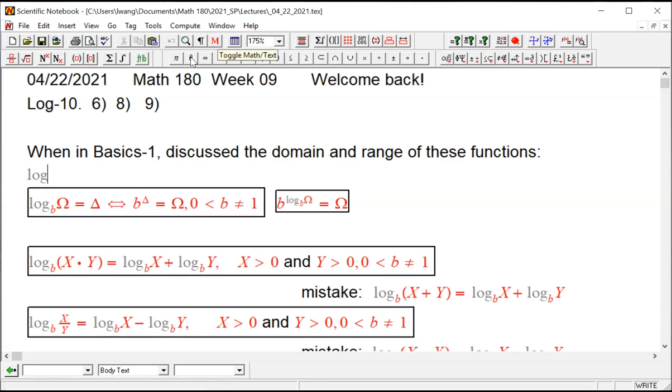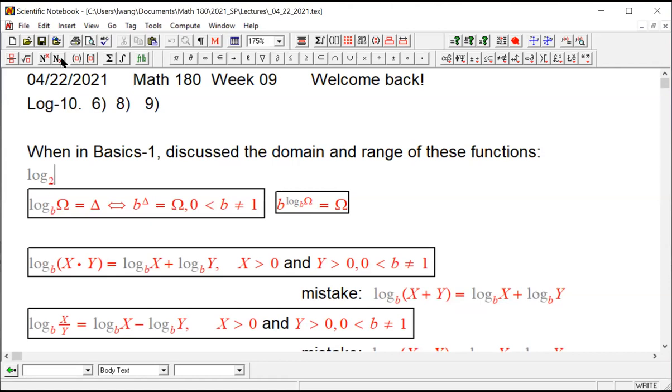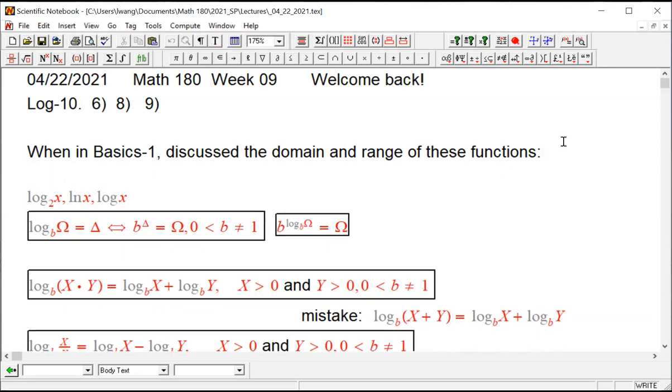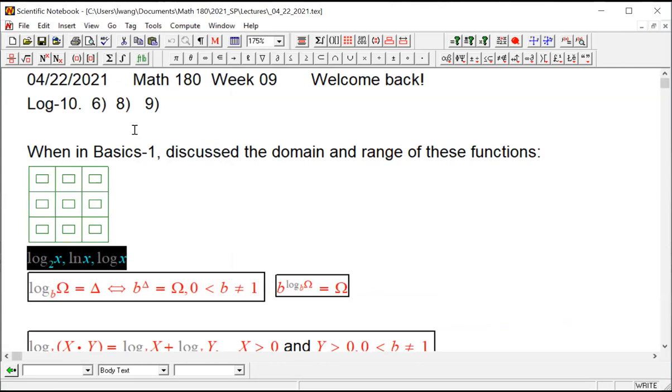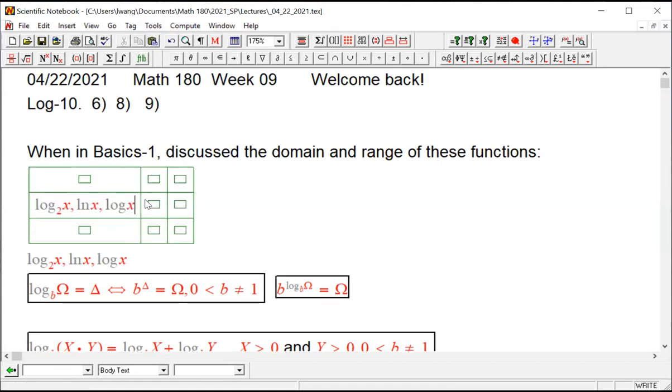One is log base 2, right? And what else? ln x, right? Log x. Okay, so that's on the logarithm function. And so let me put a table here. Okay, the domain for these three. Okay, so these are the functions.